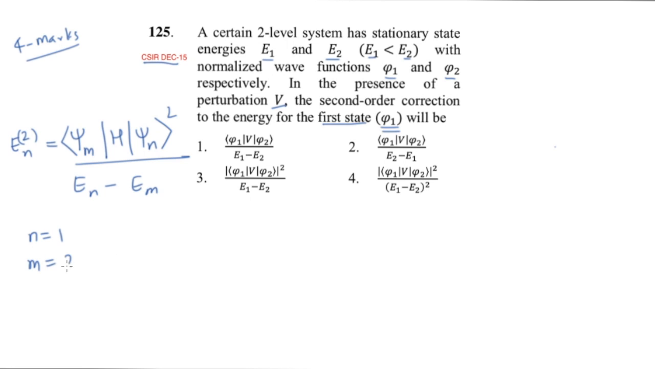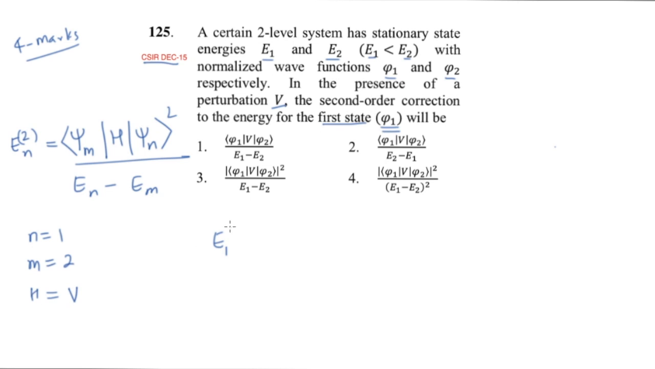And what will be m then? m will be equal to 2. Why? Because you just have 2 energy states and you have to find out for one of them, so the transition will be done from the second one. So m will be equal to 2, and H over here is represented by V. That's all you have to do. So what will be the answer then? Just write it down.